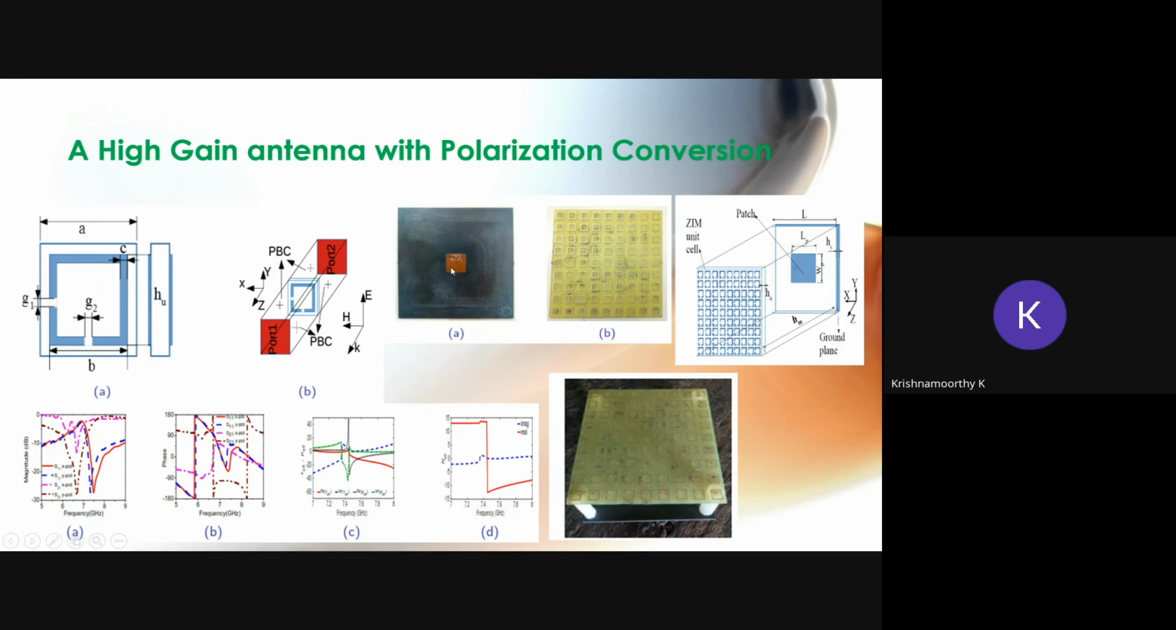This patch antenna is going to be loaded with this kind of metasurface. Okay, so this metasurface is going to act as a lens kind of operation, so that it is going to give improved gain for the single patch antenna. So here we are not going to use any complex feed structure or multiple antenna elements. The single antenna element, the simple feed structure we are using. This single antenna is loaded with this kind of metastructure here.